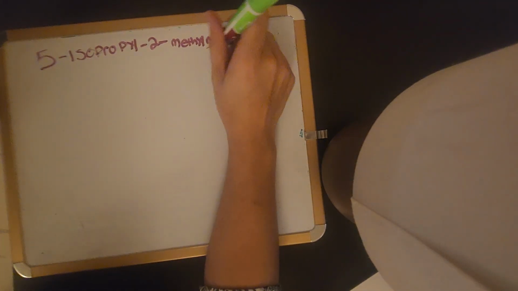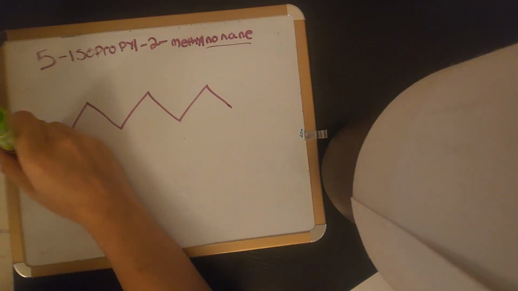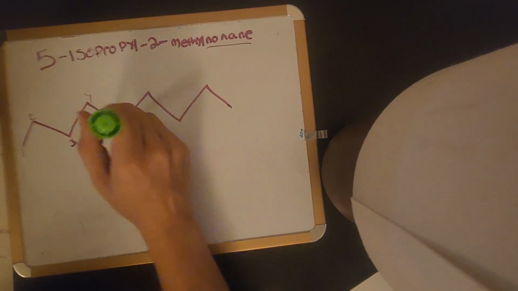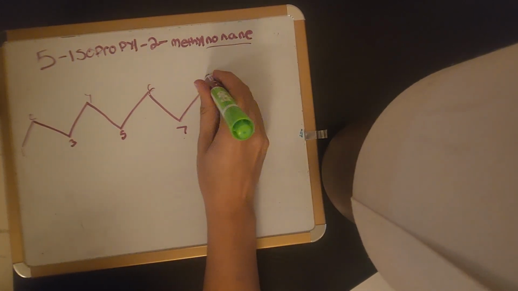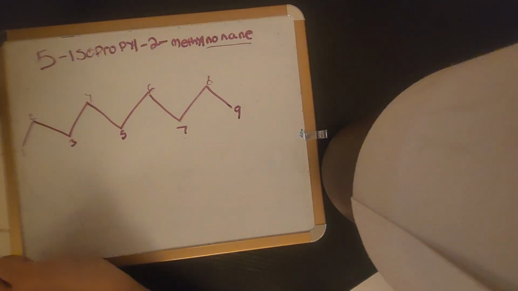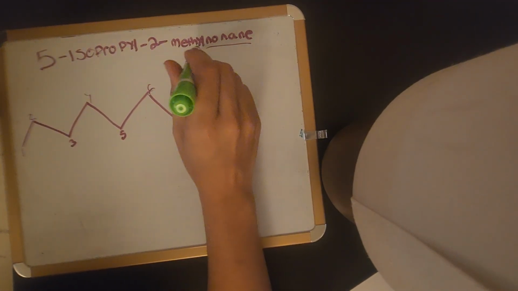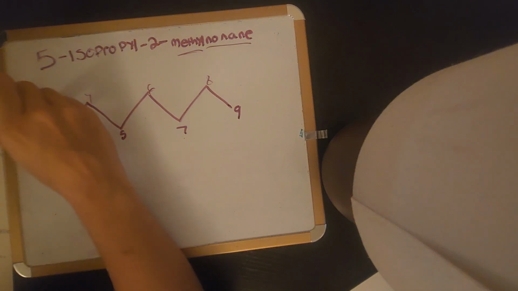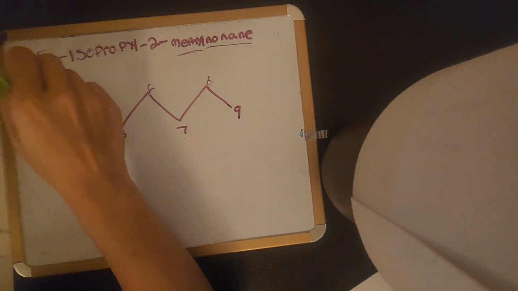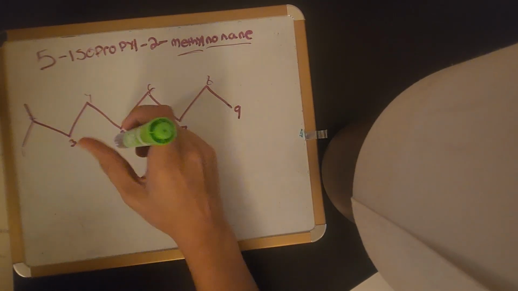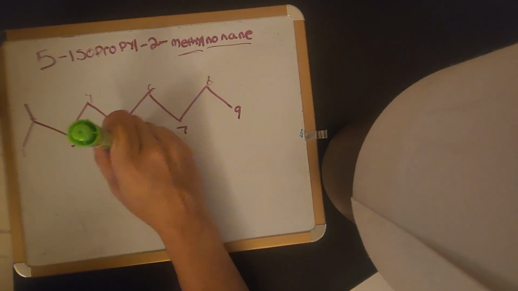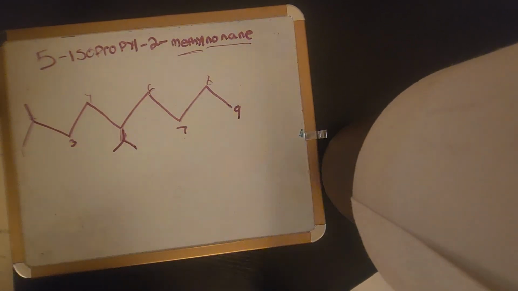Okay, let's work on the next example. So we know this is a nonane. So we're going to draw 1, 2, 3, 4, 5, 6, 7, 8, 9. Now we know here that it says that at 2 there's a methyl group. So we're just going to go ahead and put a methyl at 2. We know at 5 there's an isopropyl. So at 5 we're going to draw an isopropyl.